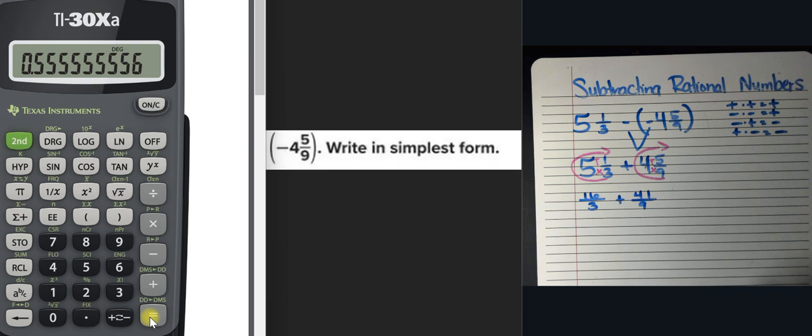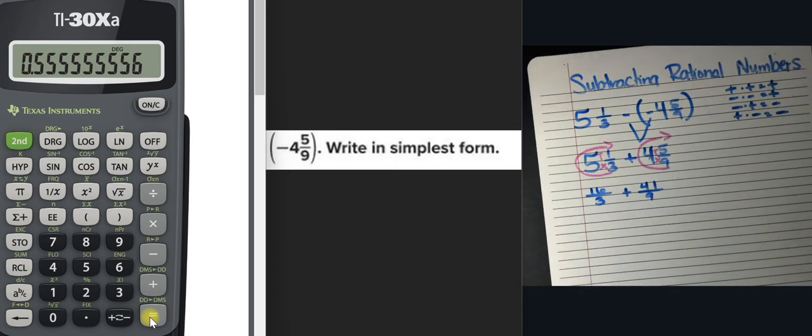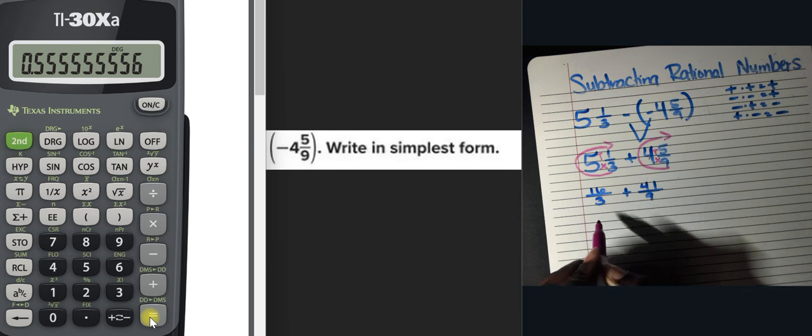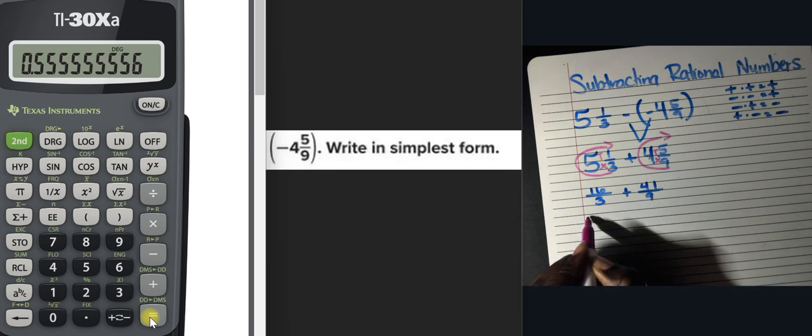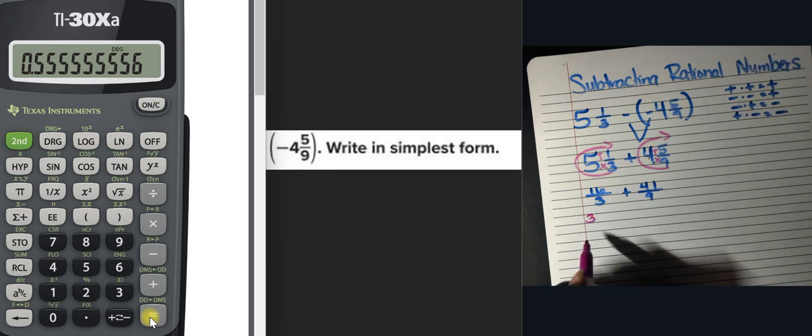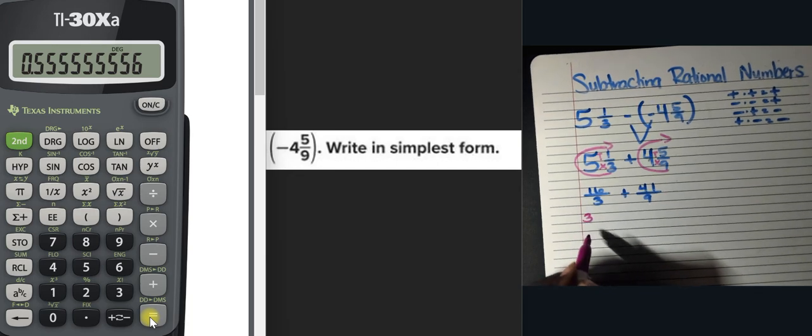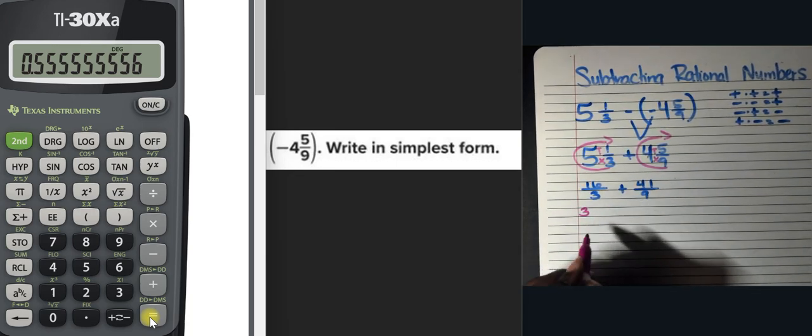Now what we need is an LCD. That's a lowest common denominator. Right now, because we have a 3 and we have a 9. So what do we need for us to figure that out? When you're looking for the LCD, what you're doing is first find your LCM. That's your lowest common multiple. So we have 3 and 9, and we're trying to find out where do we have something in common.